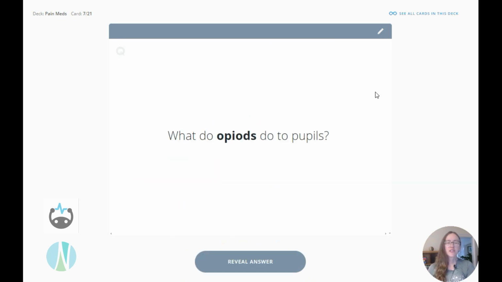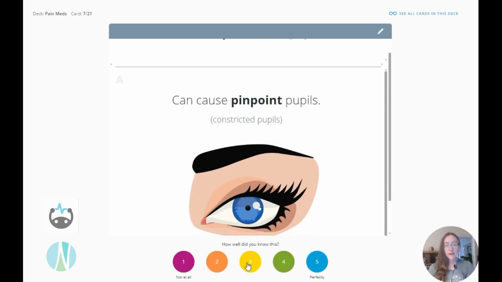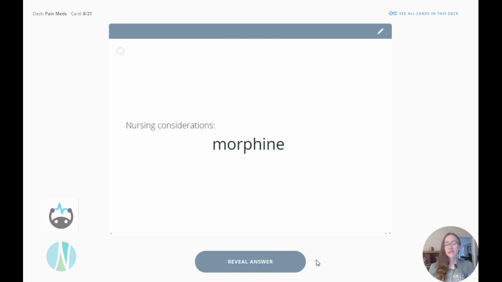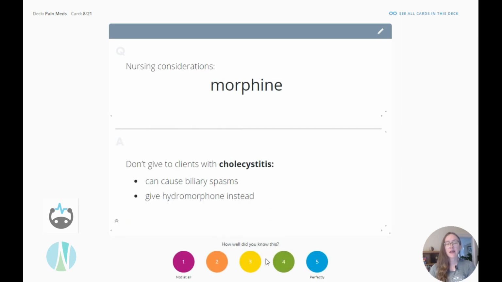Well, what do opioids do to people's pupils? How do you know if someone's on opioids or maybe they took too many? They cause pinpoint pupils, so they constrict the pupils. And some nursing considerations very specific to morphine is that you don't want to give that opioid to people who have cholecystitis, which is inflammation of the gallbladder. It causes more biliary spasms and then can cause more pain. You'll want to give hydromorphone instead.